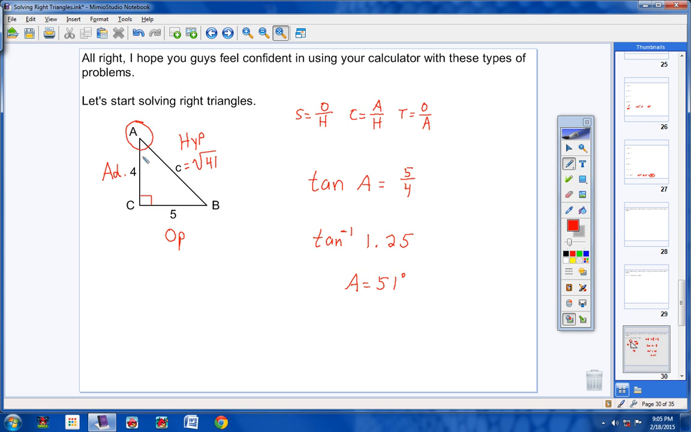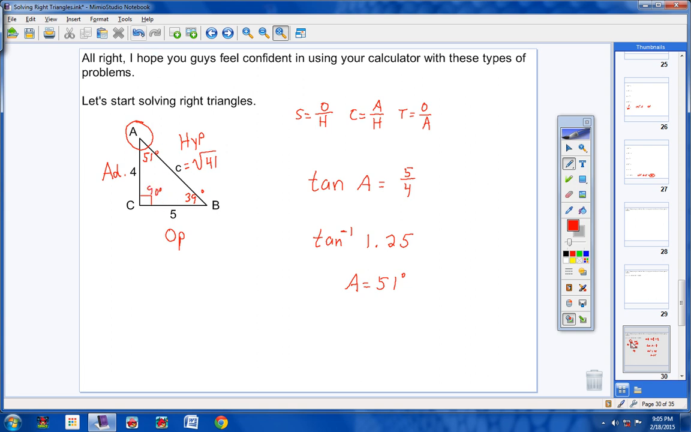There you go. Look at that. Isn't it cool how we can use trig ratios to find an angle? Now, to find this angle is so easy because we know that 51 plus 90 plus angle B has to equal 180. So that makes this angle here 39 degrees because 51 plus 39 is 90 and 90 plus 90 is 180.